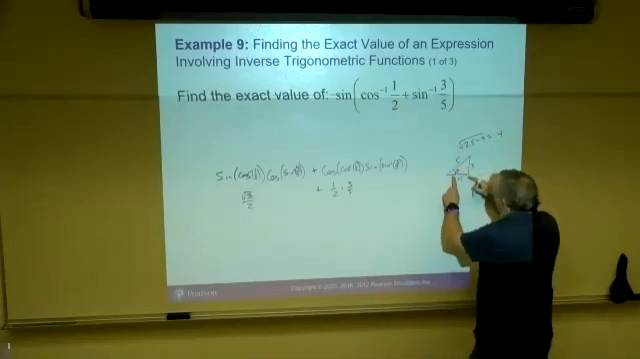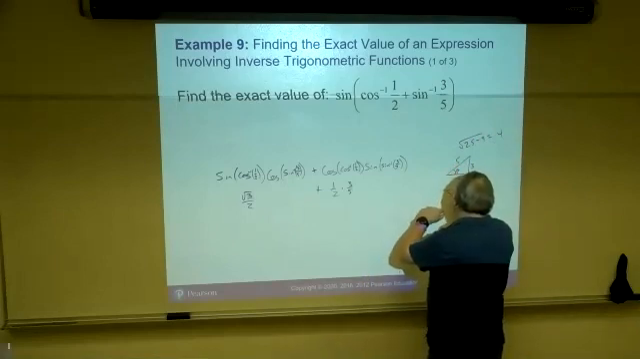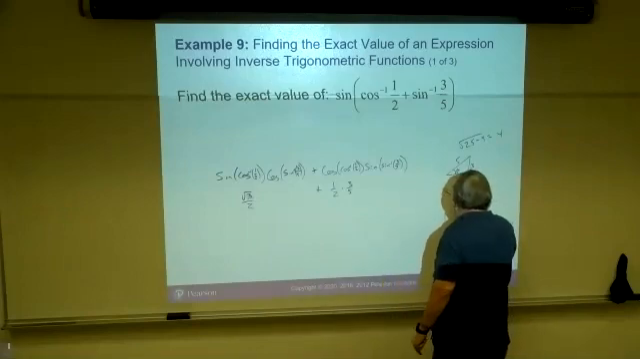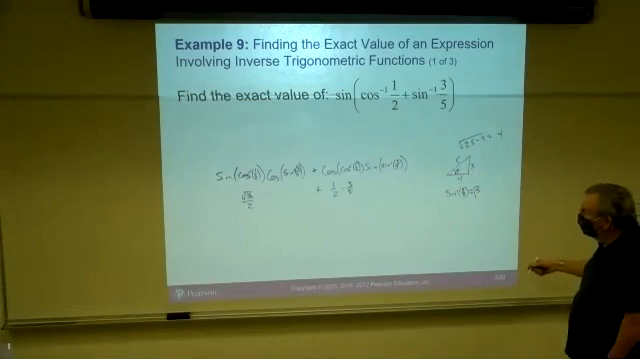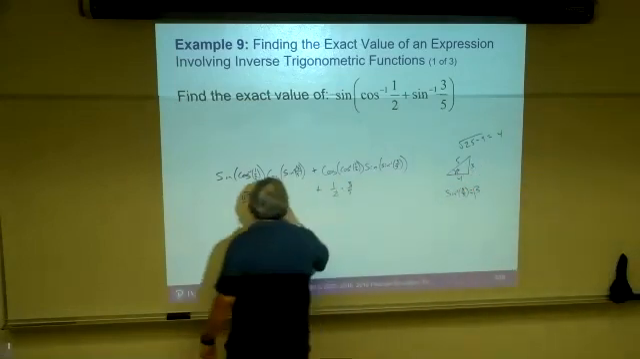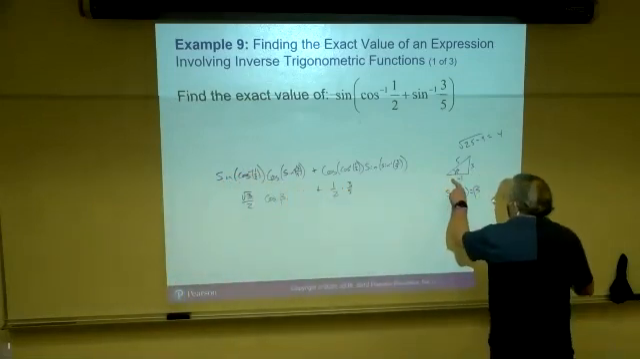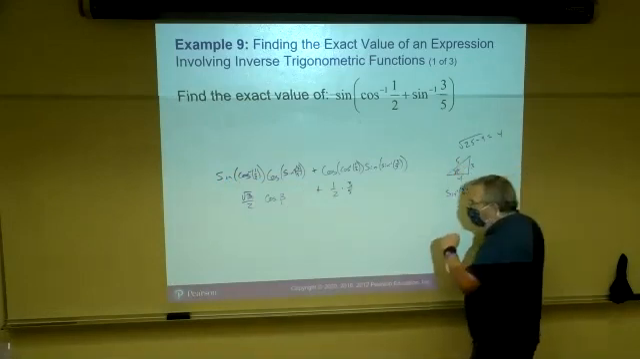So sine of beta is 3/5. And so I'm now going to say sine inverse of 3/5 equals beta. And now cosine of beta, because that's what this is now. Well, I have this triangle here, and cosine is adjacent side over the hypotenuse, so 4/5.